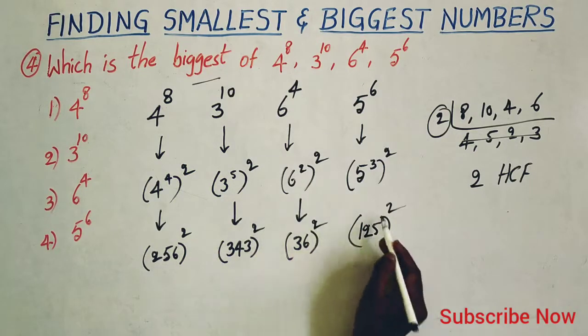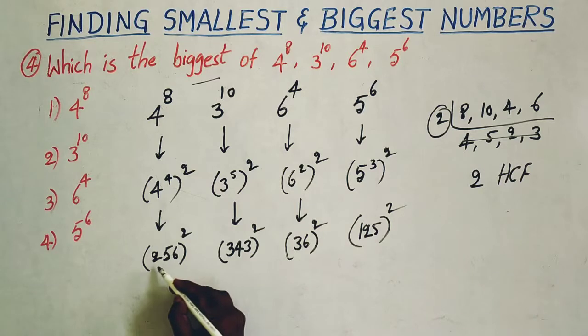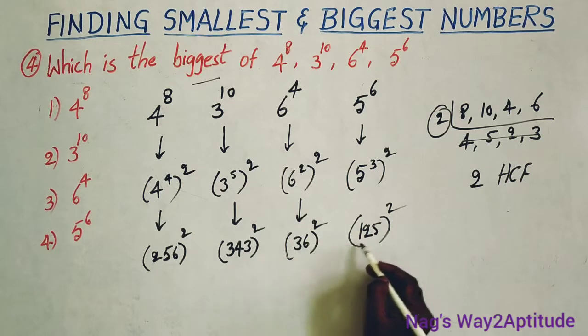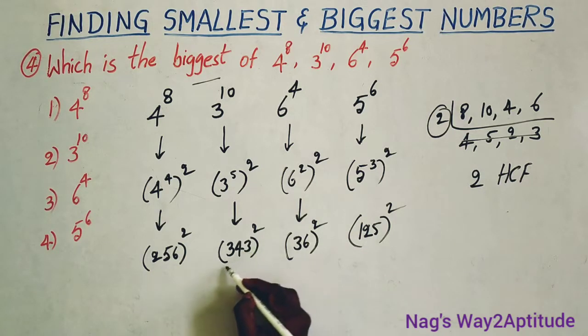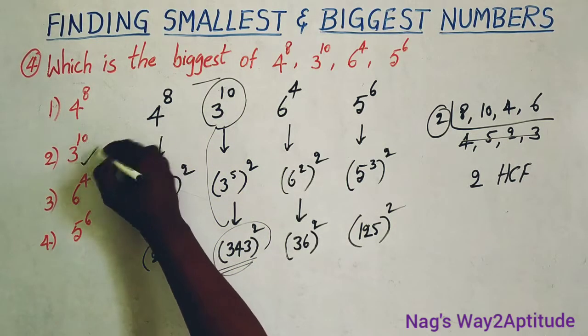All the powers are equal, so the number with the biggest base will be the biggest number. So 256, 343, 36, 125. Among all these, 343 is the biggest one. Therefore 3 power 10 is the biggest number. So the answer is 3 power 10.